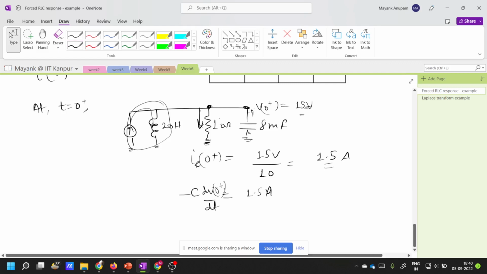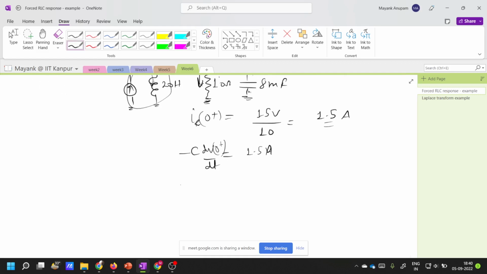So what is C, by the way? It's equal to 8 millifarad, right? Let us write that. Let's remove this. Let's remove this minus sign from here.